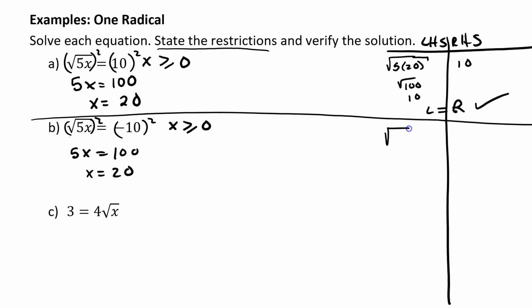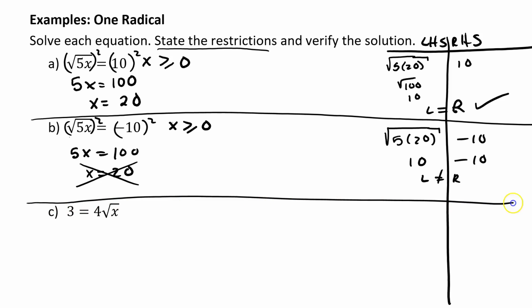What happens? The square root of 5 times 20, and the right-hand side is negative 10. The square root of 5 times 20 is the square root of 100, which is 10. But the right-hand side is negative 10. Left-hand side does not equal right-hand side, so we have to disregard this solution. See, I told you it would all come out in the wash.